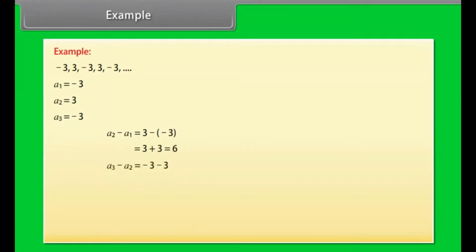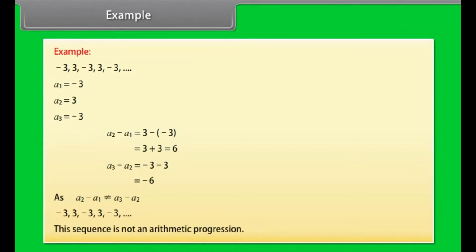Example. Let us now solve some examples. Observe this sequence. We will find out whether these numbers form AP or not. Here A1 is -3, A2 is 3, A3 is -3, and so on. Now let's find A2 minus A1, which is equal to 3 minus -3, which is equal to 3 plus 3, which is 6. Also, A3 minus A2 is equal to -3 minus 3, which is -6. As A2 minus A1 is not equal to A3 minus A2, the given sequence is not an arithmetic progression.